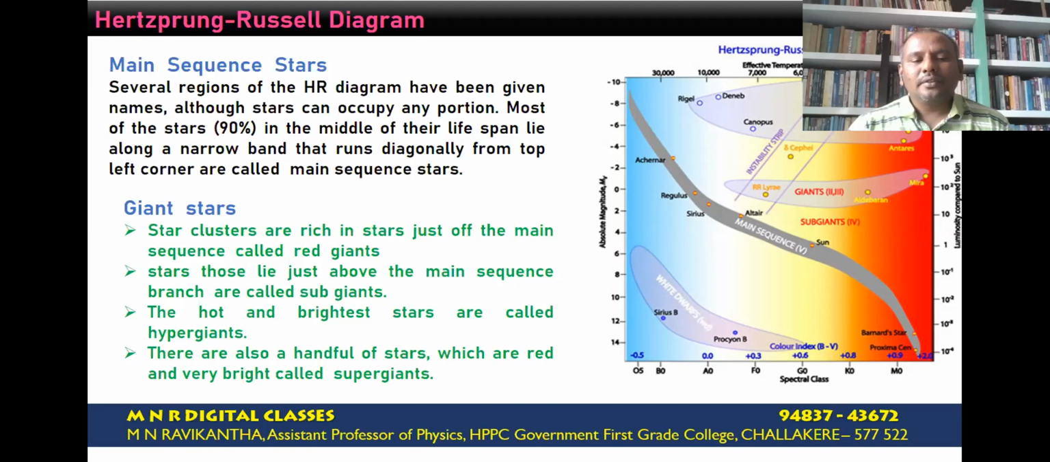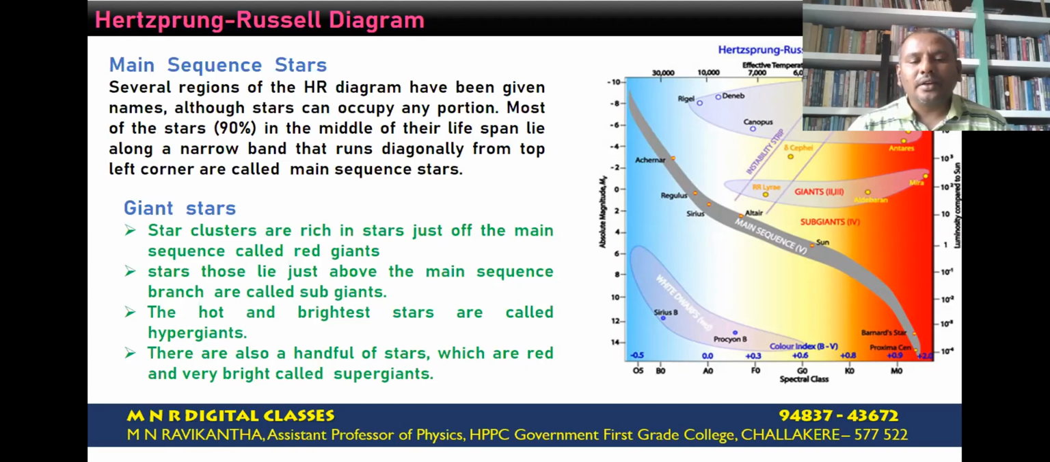The stars that lie just above the main sequence are called subgiants. Between these two, we have a cluster of stars. Actually, it is not shown here. They are called subgiants. They are in between red giants and the main sequence. We have a cluster, and they are called subgiant stars.